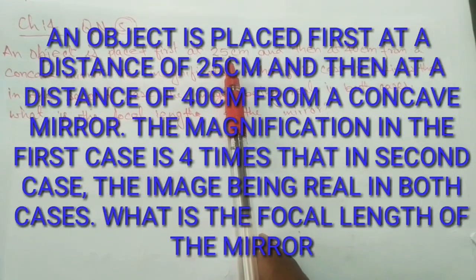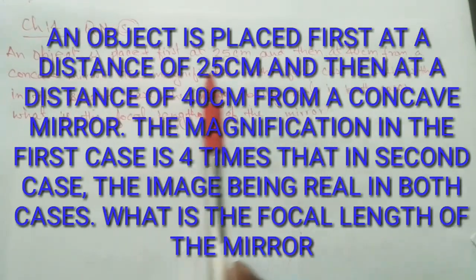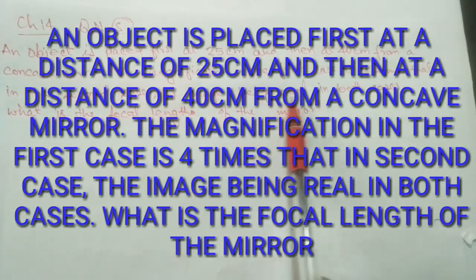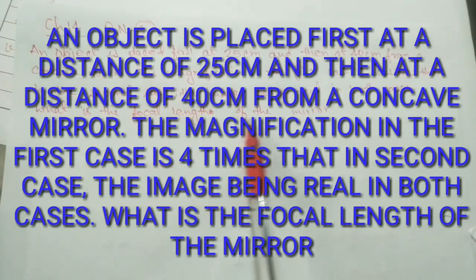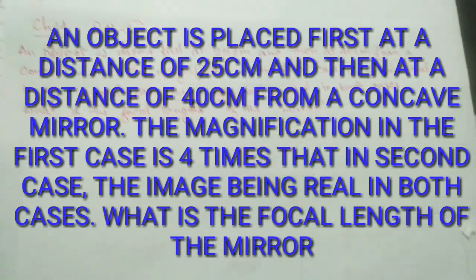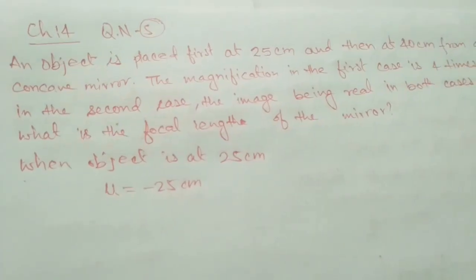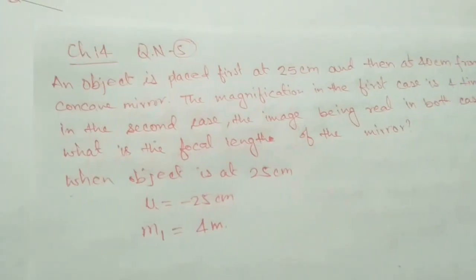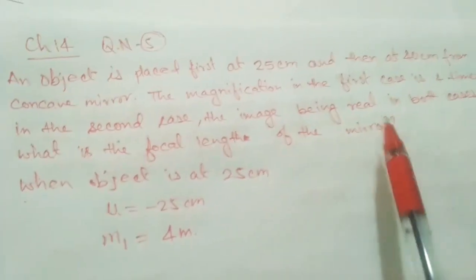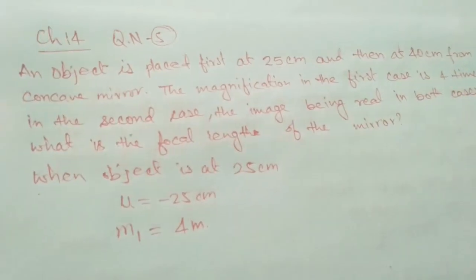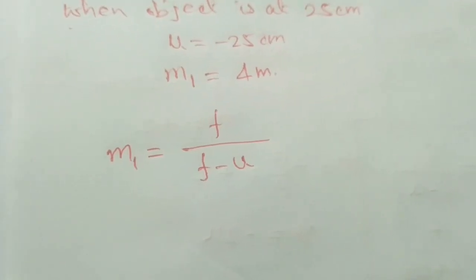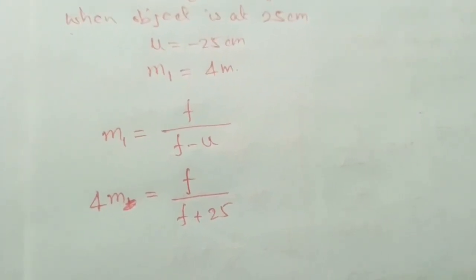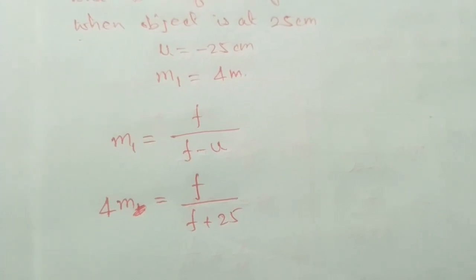Means in the first case the image is 4 times, in the second case only 1 time. And the image being real in both cases means the magnification will be negative, and it asks for the focal length. I am going to use the same equation, the advanced shortcut method. When the object is at 25 centimeter, u is equal to minus 25 centimeter. Taking m1 is equal to 4m, because the first case is 4 times the second case. Using this equation first, m1 is equal to 4m, f upon f plus 25, making this equation 1.